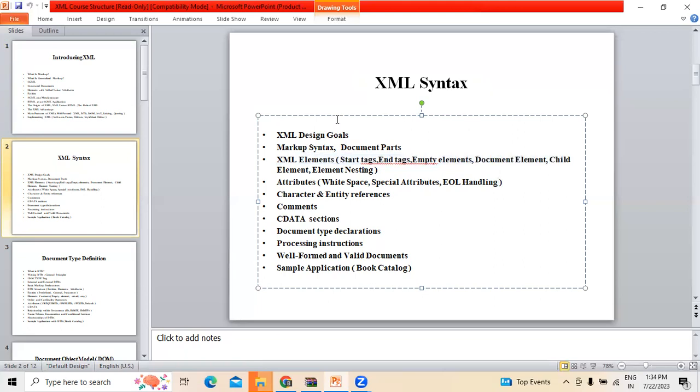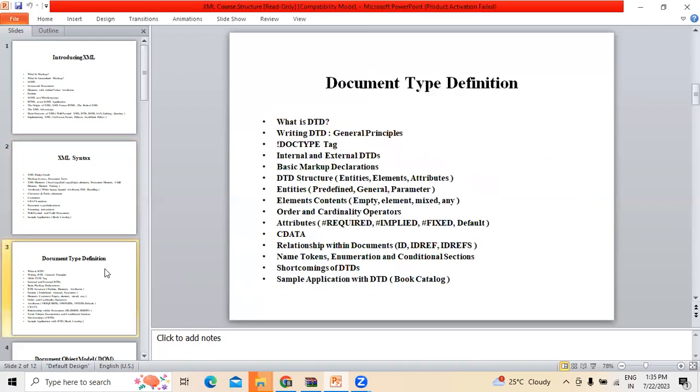Next, in addition to the introduction about XML, as I mentioned some time back, we need to discuss attributes. In these attributes, we have white space, special attributes, URL handling, all that. Next, character and entity references. What are the character as well as entity references we have? Apart from this, comments. Followed by the comments, CDATA sections and document type declarations, all that. Followed by this, the processing instructions we have. At the same time, well-formed and valid documents, sample applications like a catalog, etc. So this is all relating to XML syntax.